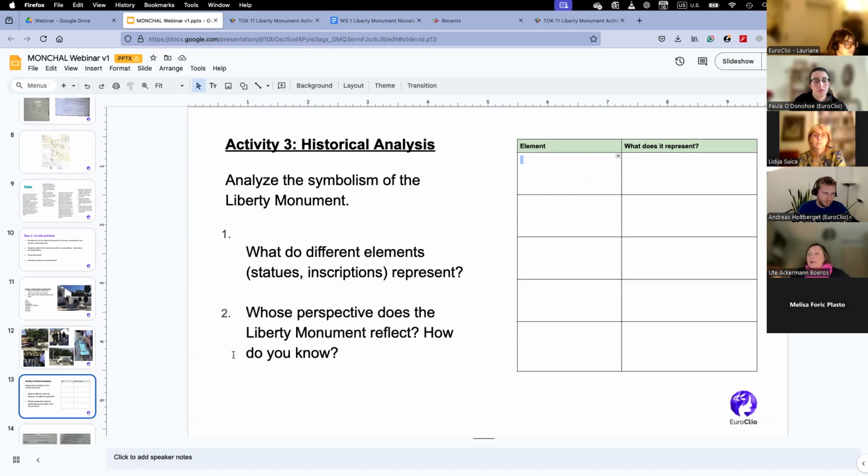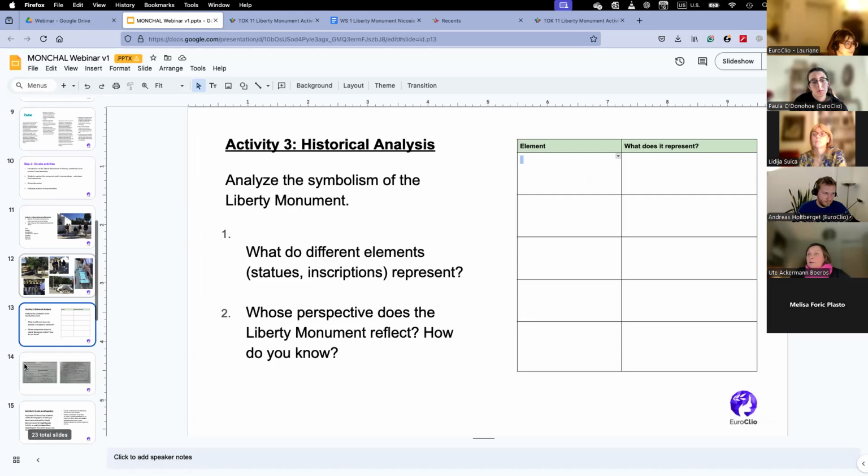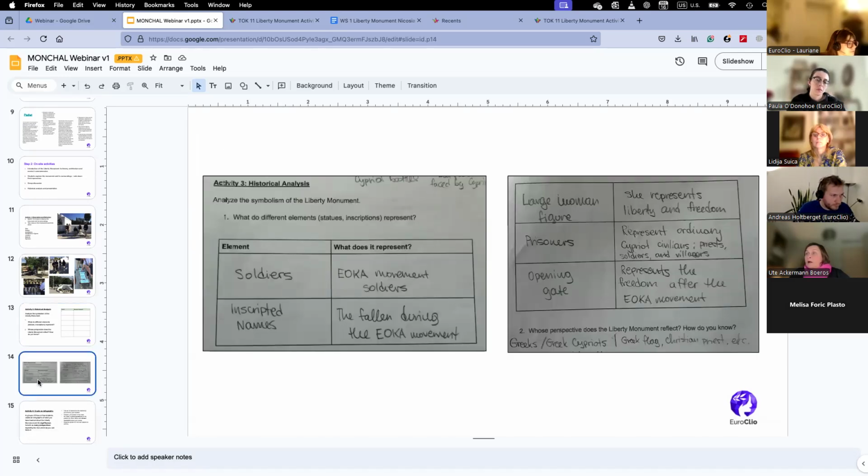And of course, the last question also: whose perspective does the Liberty Monument reflect? And how do you know that? So that was the table they had on the worksheet, and that's one example of what one group of students came up with.